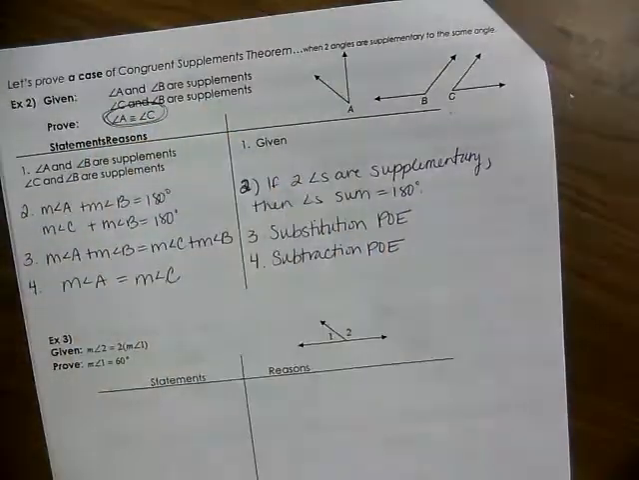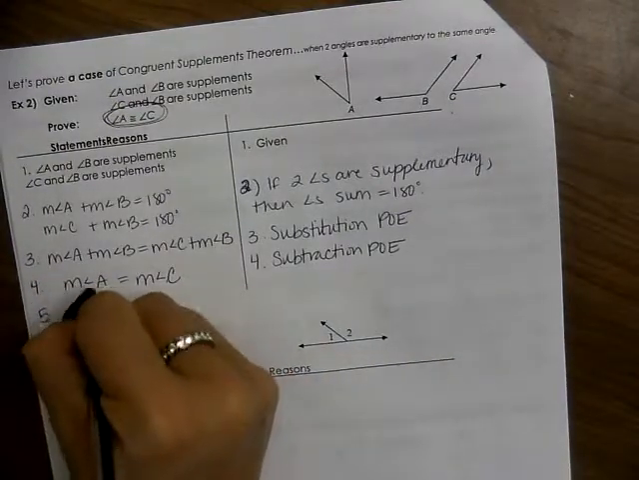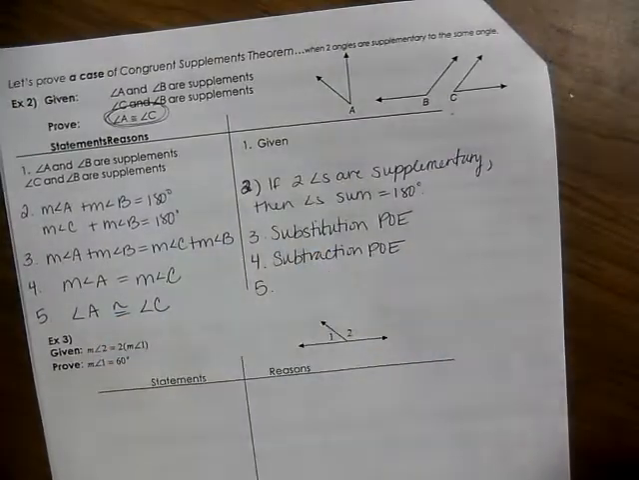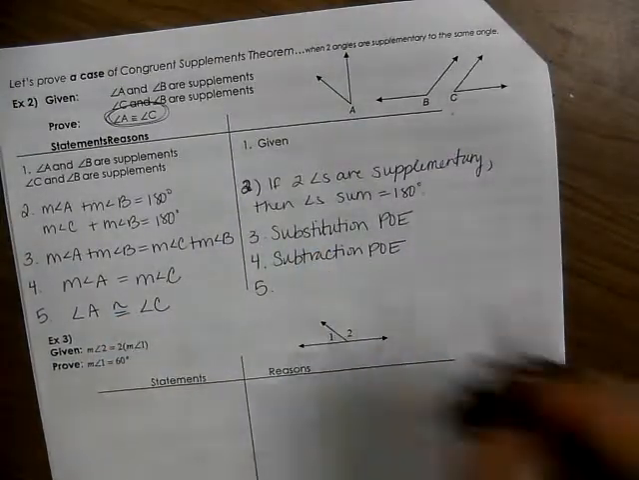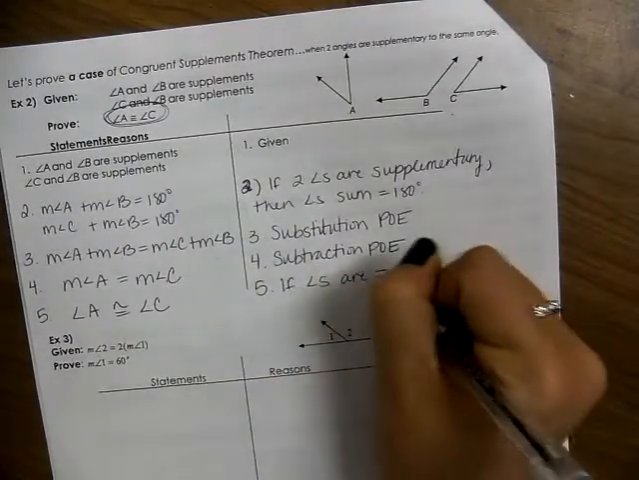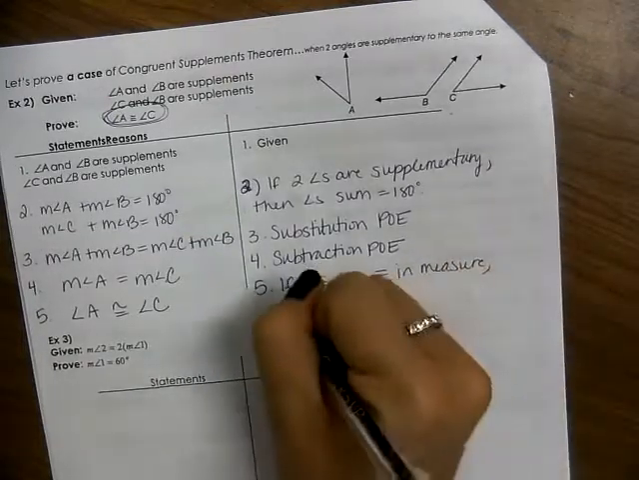Okay, always go back. What are we trying to prove? We're trying to prove these angles are congruent. Well, if they're equal, then they have to be congruent. So angle A is congruent to angle C. We've gotten to the end. We just need our reason. And finally, if angles are equal in measure, then angles are congruent.